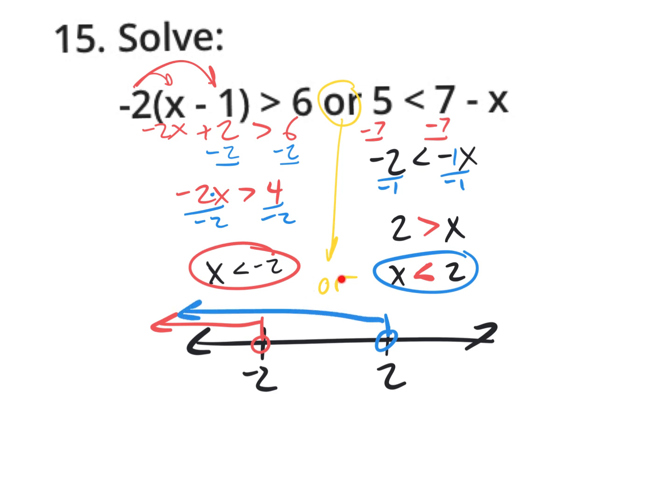It is the word or. So what am I going to write as a final answer? Do I write both of them? No? Which one do I write? X is less than 2. Only the blue one. Again, the word or, think about it.